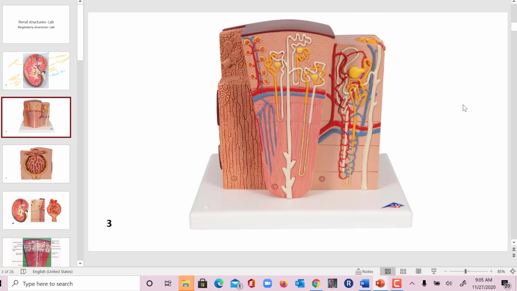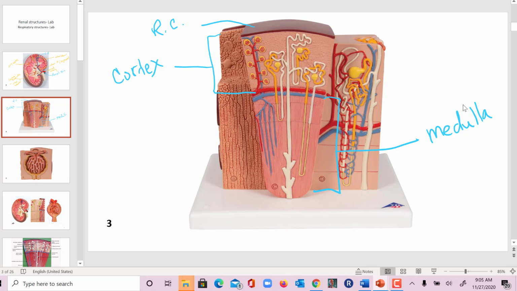Here is another macroscopic structure of the kidney. Again, this is the renal capsule. I'm just going to abbreviate it. This outer layer here is the cortex. And then the inner, deeper region is the medulla. So the medulla would contain those renal pyramids that I showed you on the previous slide.